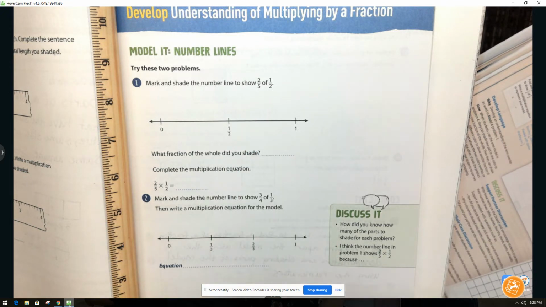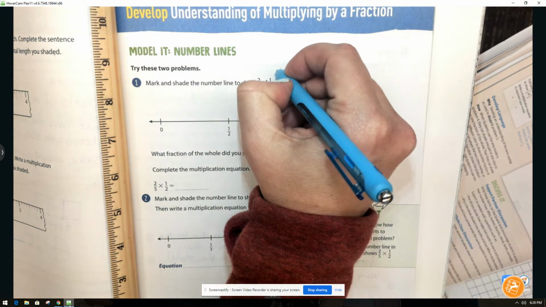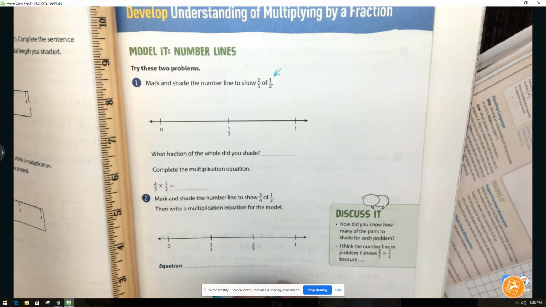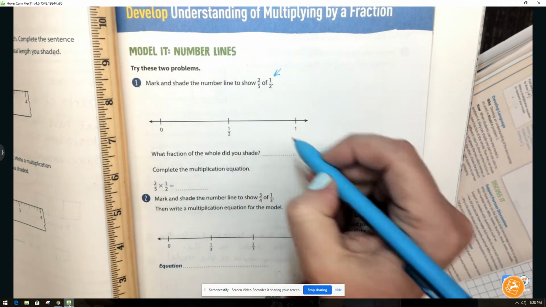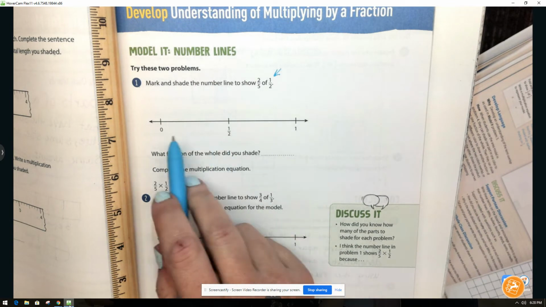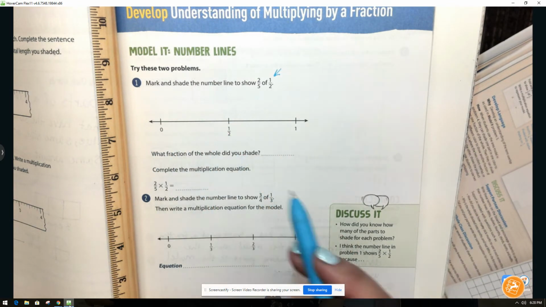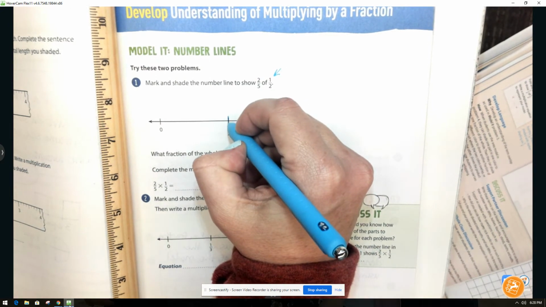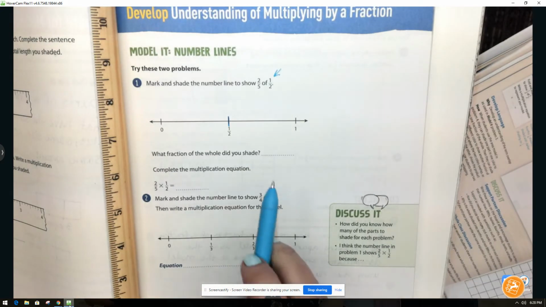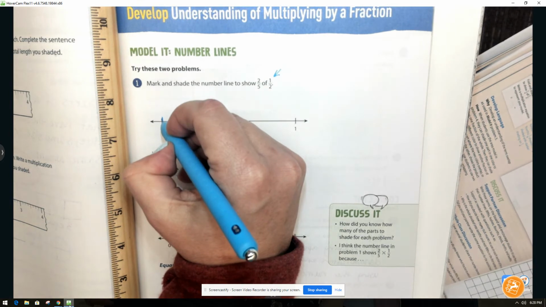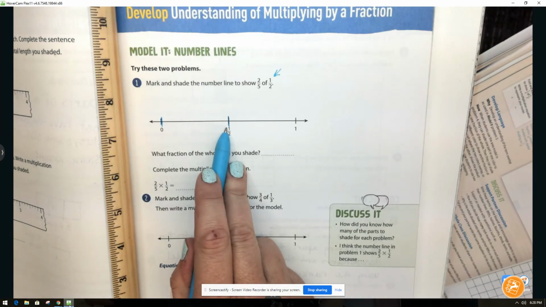So the first thing we do is we find 1/2. So 1/2 on this number line is luckily already labeled for us. It is halfway between the 0 and the 1, and it's labeled right in the middle, 1/2. So here is our 1/2, and we're going between 0 and 1/2.